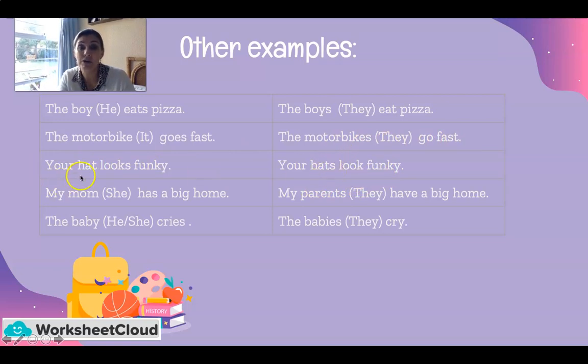I've just left it that. We could say it. If I was just wanting to use hat and replace it with a pronoun, it looks funky. They look funky. My mom would use she as your pronoun. She has a big home. If I'm talking about my parents and I want to replace it with a pronoun, I'd say they have a big home. The baby might be a he or a she, and I'd say he or she cries. The babies, if we put them together and replace the subject with a pronoun, we'd say they cry.